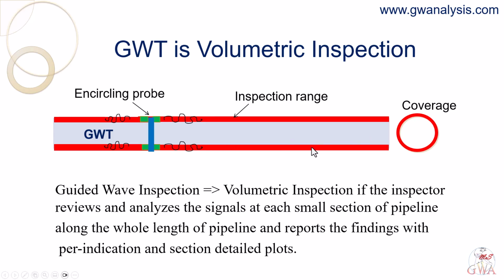As shown in the schematic drawings, the coverage is a multiplication of the pipe cross-section area and the inspection range. However, this is only valid if the inspector reviews and analyzes the signal at each small section of the pipeline along the whole length and reports the findings with per-indication or section detail plots.